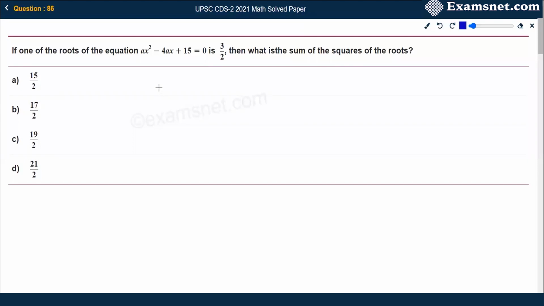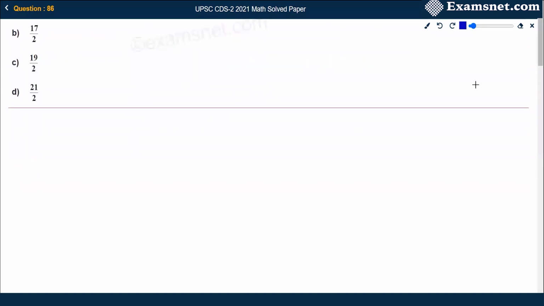In question number 86, we are given: if one of the roots of the equation ax square minus 4ax plus 15 equals 0 is 3 by 2, then what is the sum of the squares of the roots? So first we have to find the value of a, since we are given that 3 by 2 is one of the roots of this equation. So we can put x equals 3 by 2 in equation number 1.